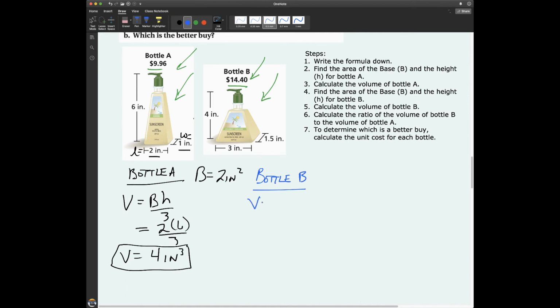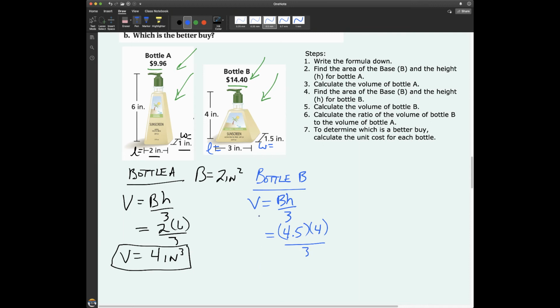We use the same formula. Volume equals area of the base times the height divided by 3. And what is the area of this base? If you said 4.5 inches squared, you'd be correct, because I'll take that as my length. That is my width. 3 times 1.5 is 4.5 inches squared times the height, which is 4, and that is divided by 3.